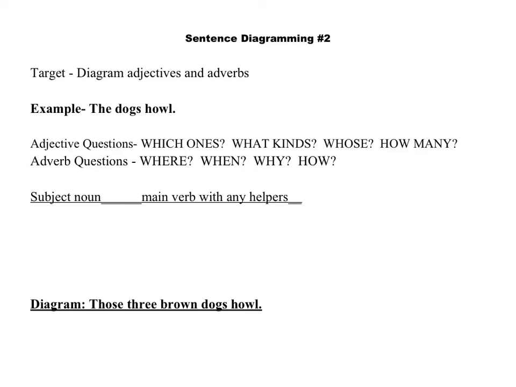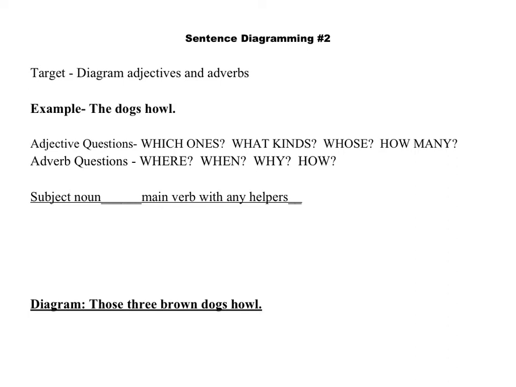Sentence diagramming basics 2. Our target for today, our goal, is to be able to diagram adjectives and adverbs. Now let me remind you that we sentence diagram in order to, number one, be able to identify parts of speech and understand how they are used, and secondarily to that, to build critical thinking skills. Let's take a look at the example sentence, the dogs howl. We have the subject and the predicate in this sentence.